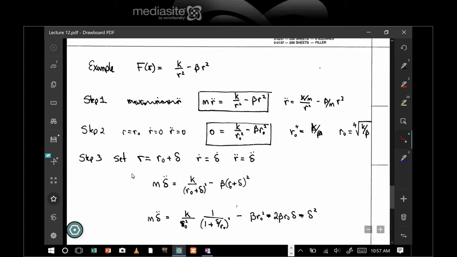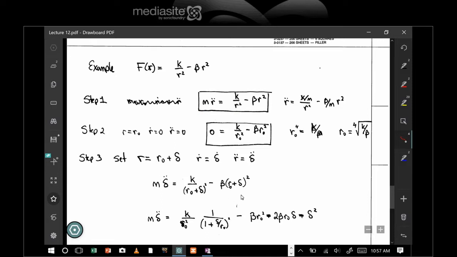Step three, this is the hard step. I'm going to set R equal to R naught plus delta. R dot equals delta dot. R double dot equals delta double dot. Stick that into this equation of motion here, and then I get this stuff here.